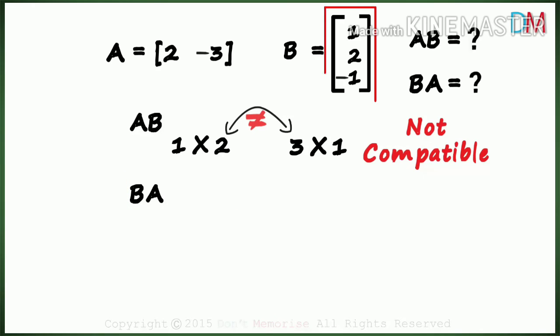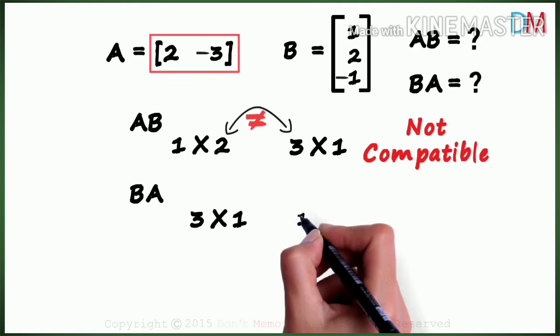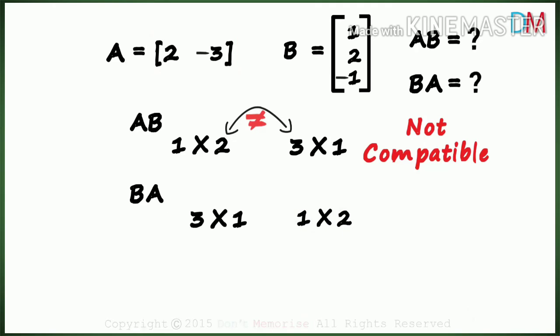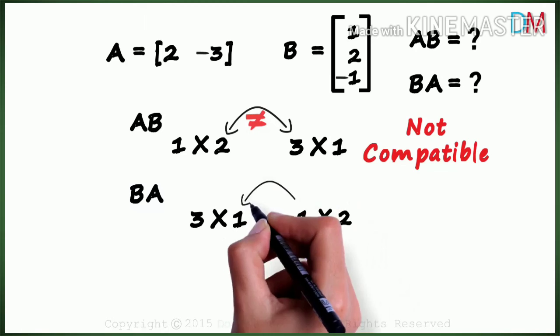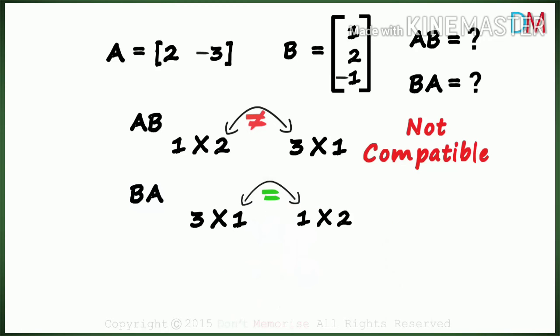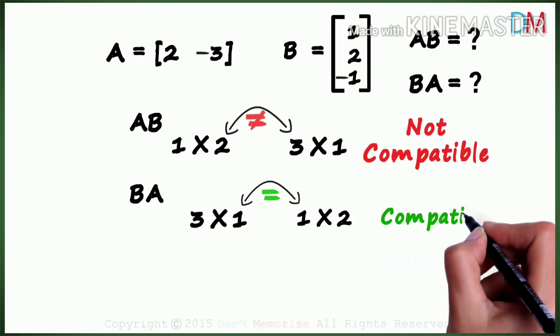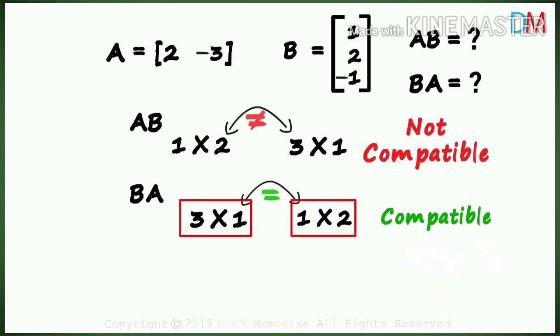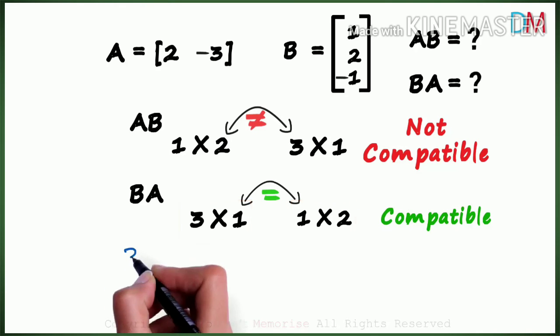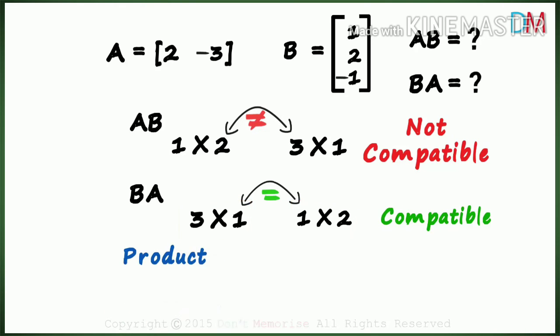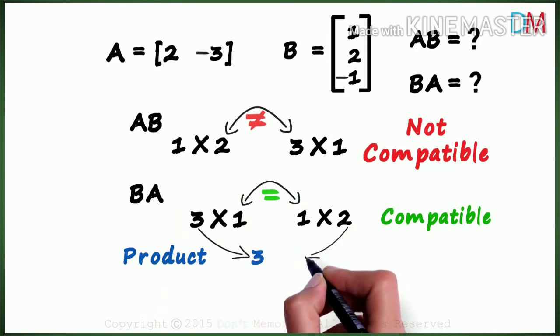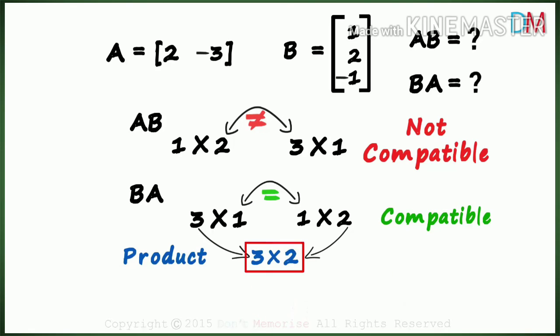The order of matrix B is 3 by 1 and the order of matrix A is 1 by 2. So is this multiplication possible? Yes, because the second and the third numbers are equal. It's compatible for multiplication. With this, can we tell the order of the resulting product? Yes, it will be the first number by the fourth one, 3 by 2.